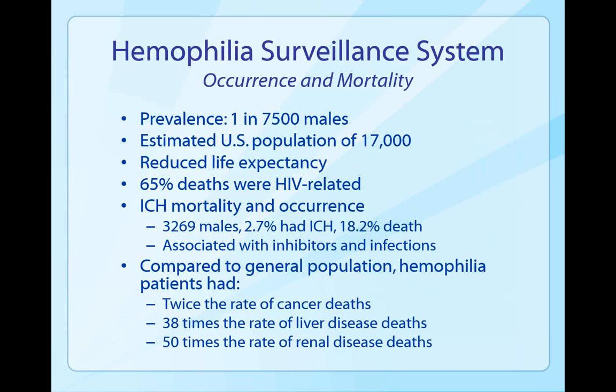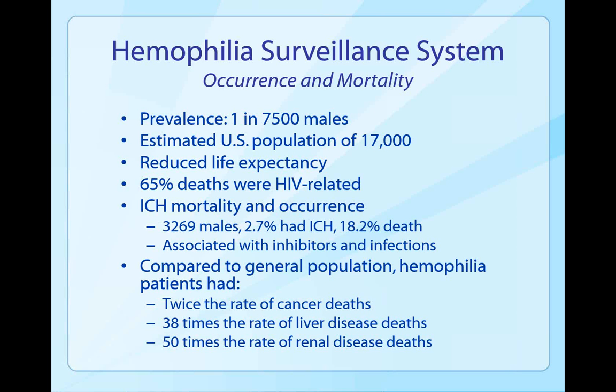So what did we learn from the hemophilia surveillance system? We learned that the prevalence was about 1 in 7,500 males in the United States, which works out to a U.S. population in the mid-90s of about 17,000 people with hemophilia. We also found through the collection of death records that there was a reduced life expectancy, primarily due to the HIV exposure.